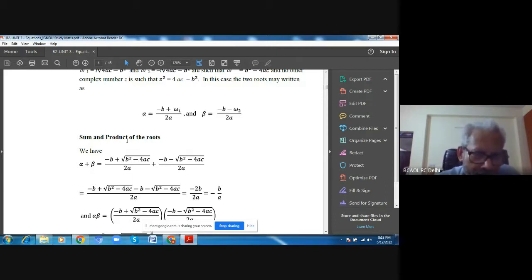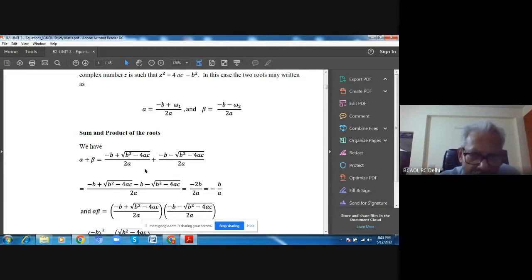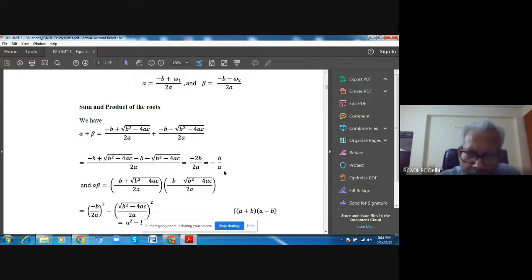In this case, it is the sum, so you have to add it. Both roots are added one by one. So what is the result finally? Minus b by a. That you have to remember.